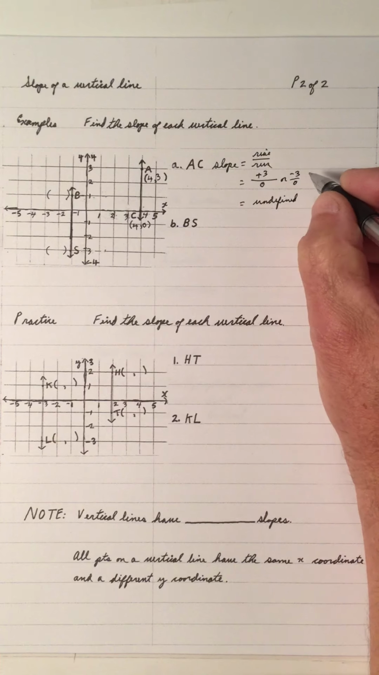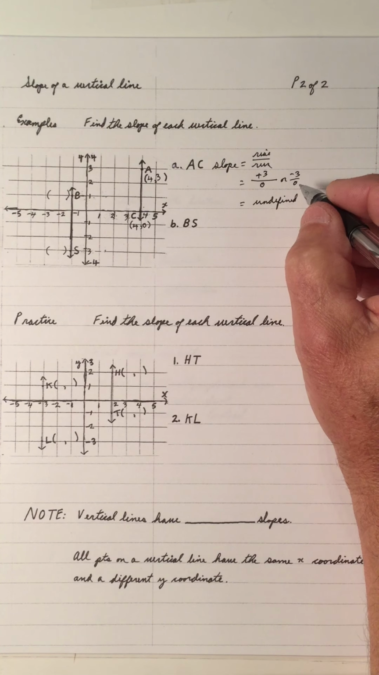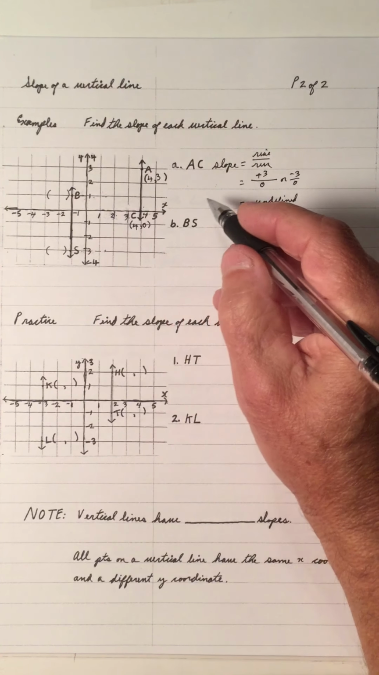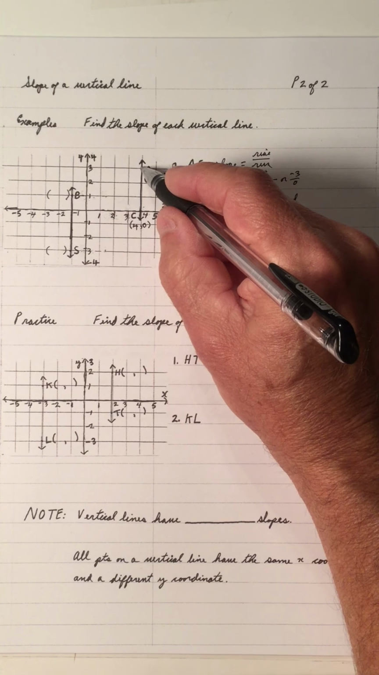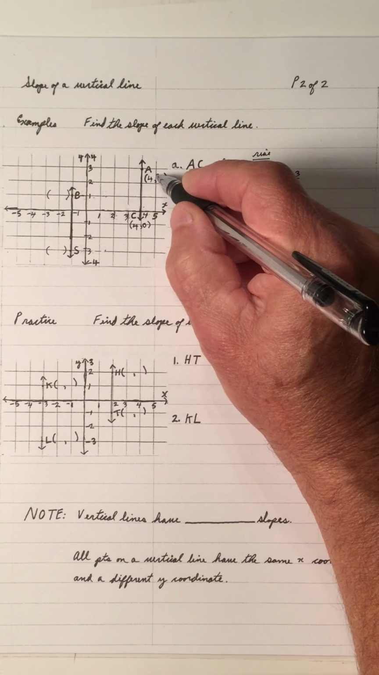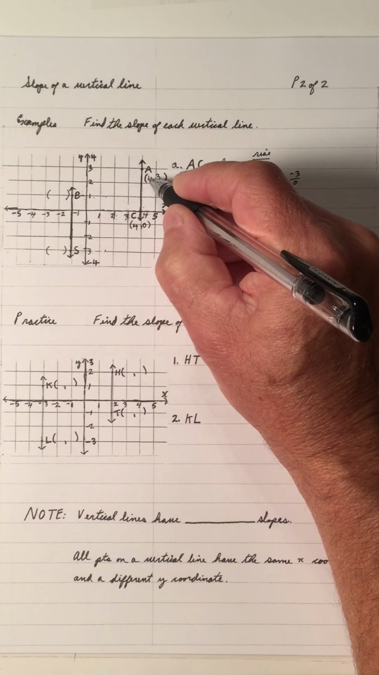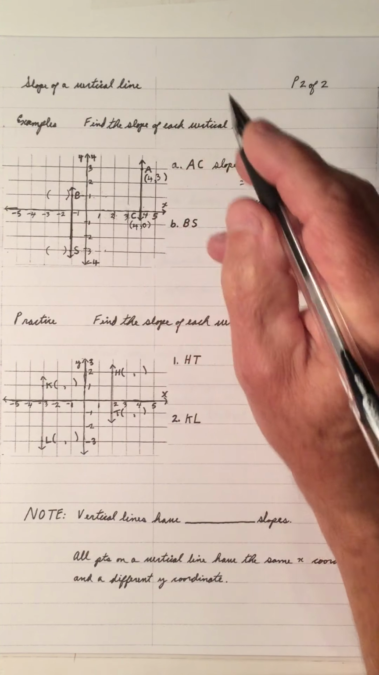You can check with your calculator: 3 divided by 0, and you get an error, so we say it's undefined. And notice that on a vertical line, the x's stay the same. Notice x is 4 and 4, and the y is changing.